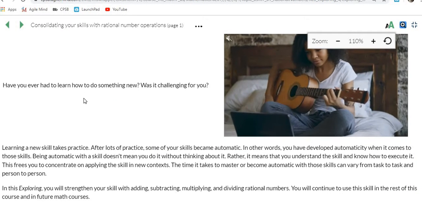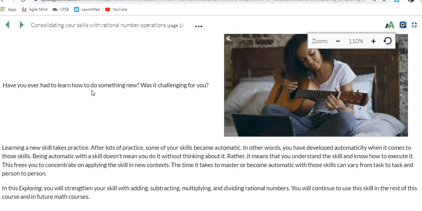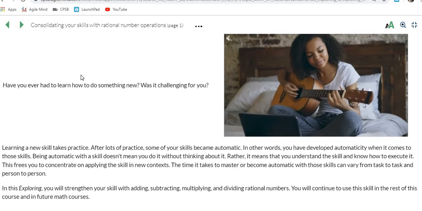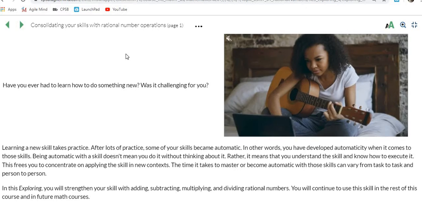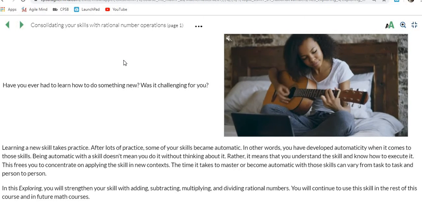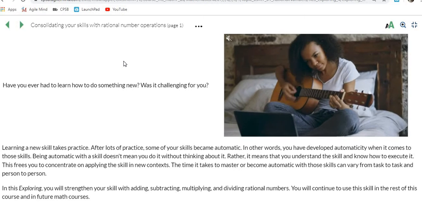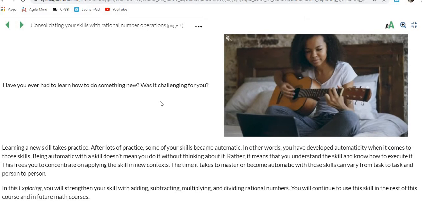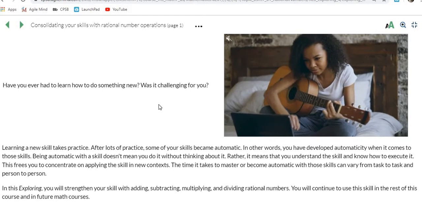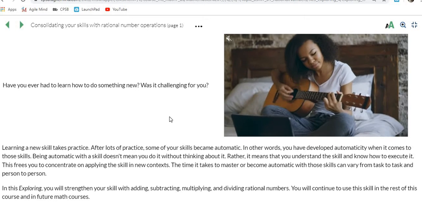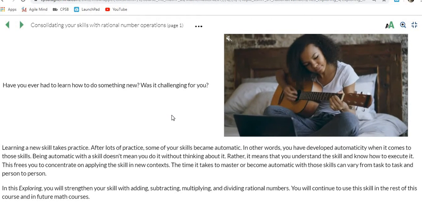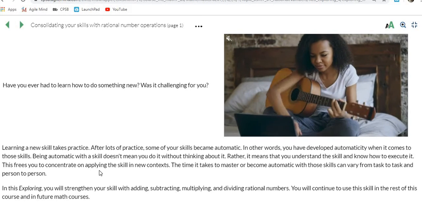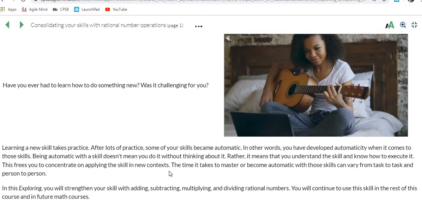It says, have you ever learned how to do something new? Was it challenging for you? Learning a new skill takes practice. After lots of practice, some of your skills become automatic. In other words, you have developed automaticity when it comes to those skills. Being automatic with skills doesn't mean you do it without thinking about it. Rather, it means that you understand the skill and you know how to execute it. This frees you to concentrate on applying the skills in a new context.